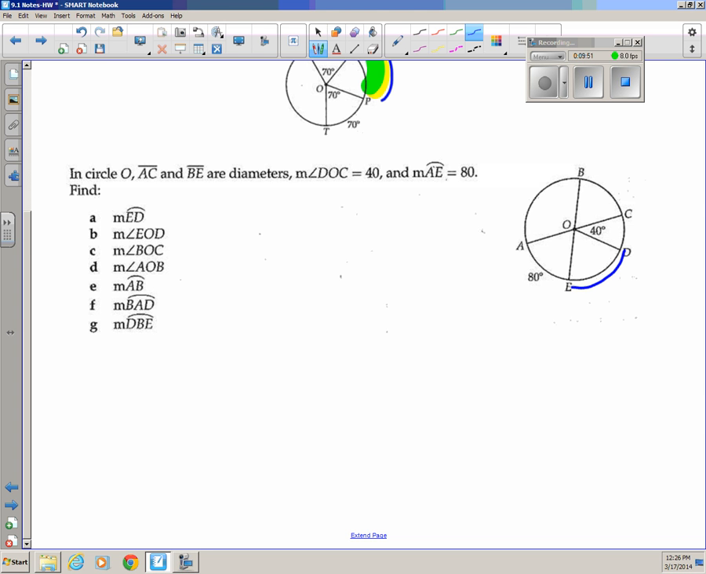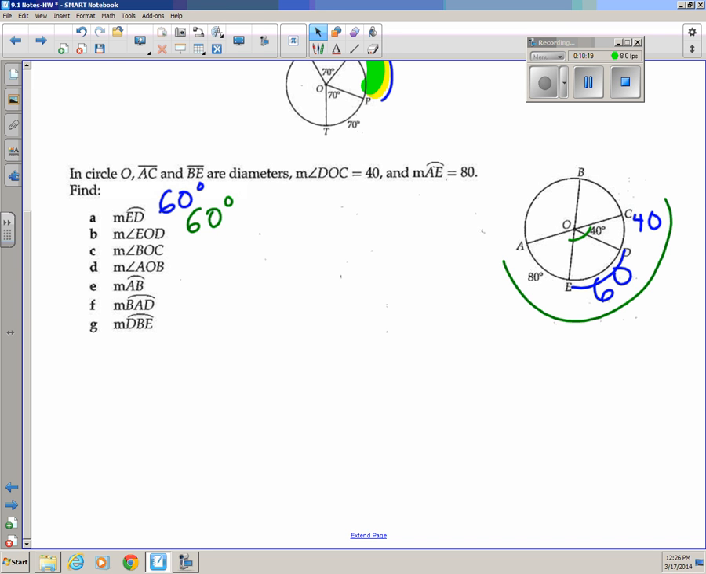We know central angles are equal to their arcs, so arc CD would have to be 40. Then hopefully you realize that this whole big arc from A through D to C is a semicircle. 80 and 40 are 120. What's missing is 60 degrees. So that's arc ED. Angle EOD is this central angle right here. Central angles are equal to their arcs, so the central angle is 60.